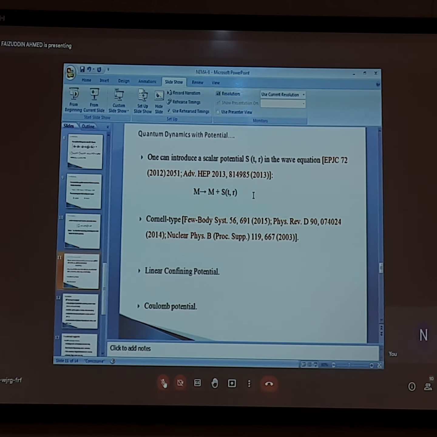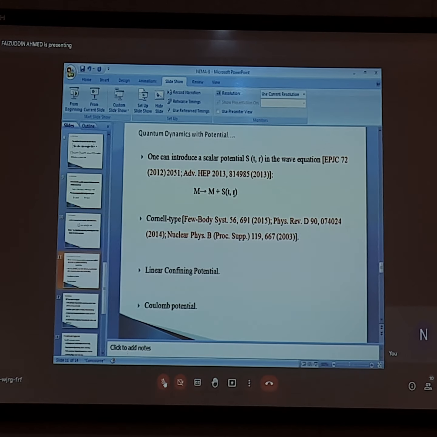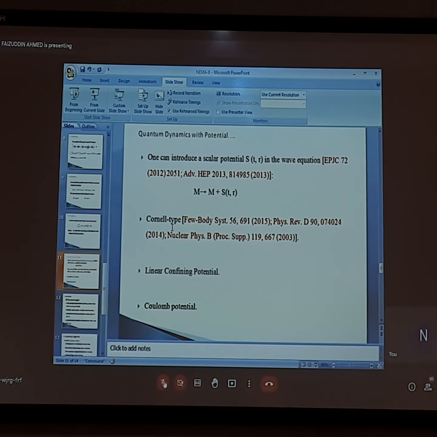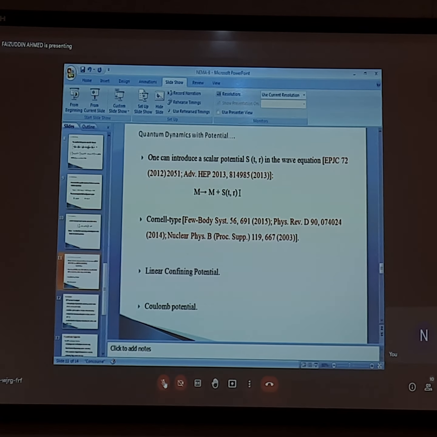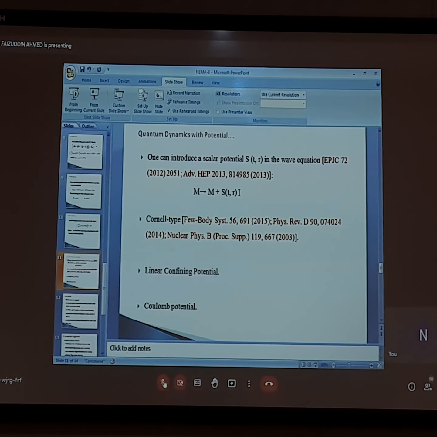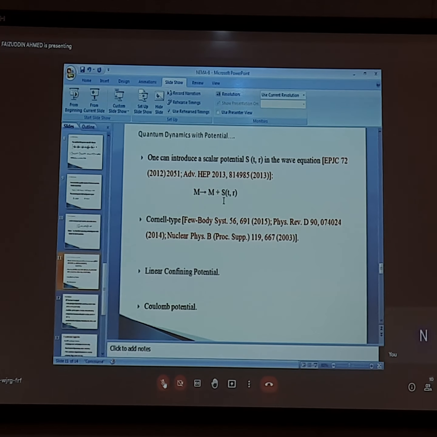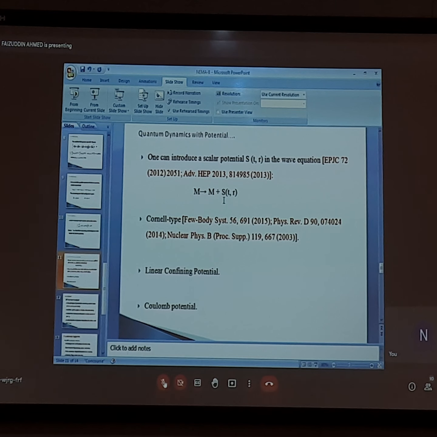So one can consider this scalar potential to be static, and various types of potential will be there, like the Cornell type, linear confining potential, Coulomb type potential. One may also consider the inverse square potential, which I have seen in the literature. So considering this scalar potential, one can study the dynamics. One may also study the dynamics of a spin zero particle by considering the electromagnetic vector potential. Here I have given one possible way to study with the potential.